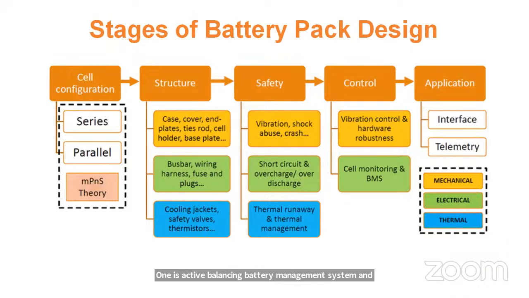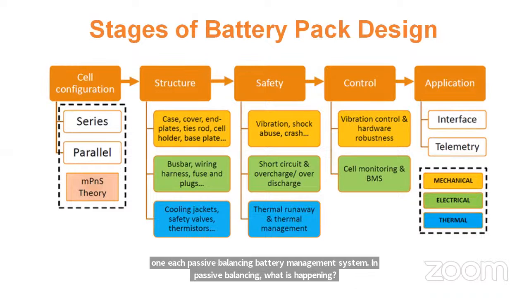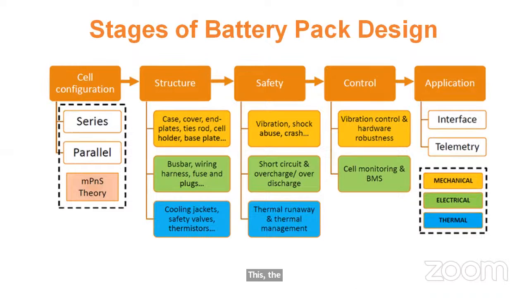In passive balancing, what is happening? For the cell which is at a higher energy state, the BMS discharges it to equalize and maintain the charge balance. That is called passive balancing. In active balancing, the BMS transfers the energy from the higher charge state cell to the lower charge state cells, and that is called the active balancing system.